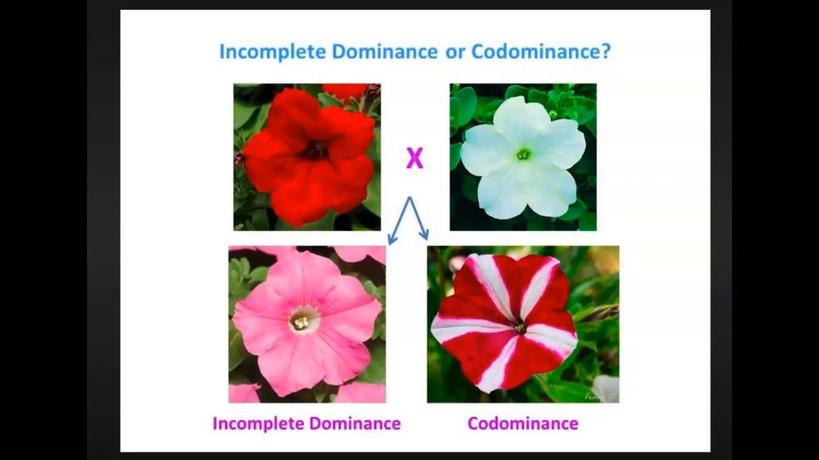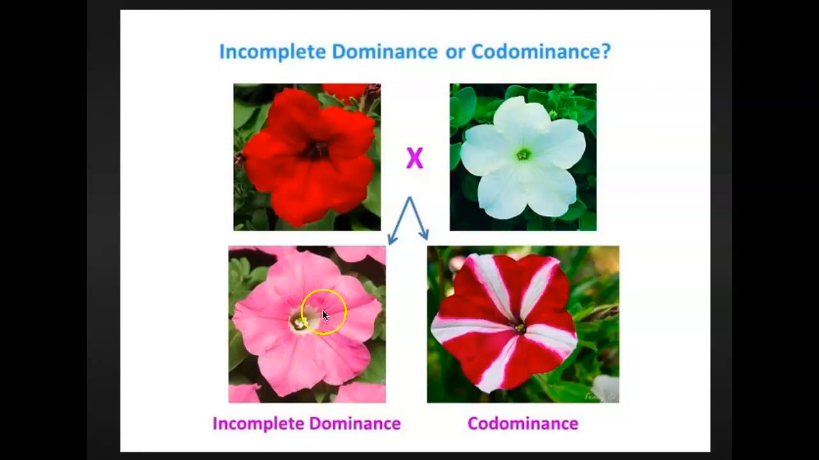Many of you always ask, what is the difference between incomplete dominance or codominance? This is an excellent example. We have this beautiful red flower over on the left-hand side. If we were to pollinate it with the white flower on the right-hand side, we can then determine if their offspring is an incomplete dominant offspring or if it is a codominant offspring.